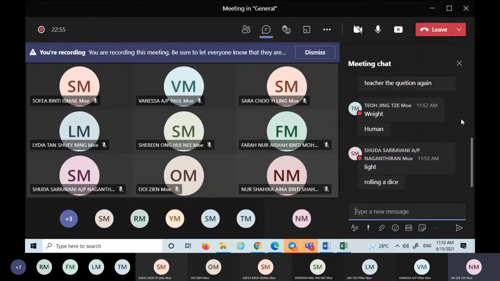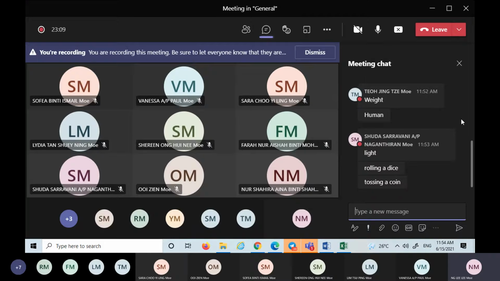Rolling a dice? No, rolling a dice you are getting 1, 2, 3. That one is countable. That one is discrete, not continuous. This dice is discrete. Tossing a coin also is discrete. All this is under the binomial.